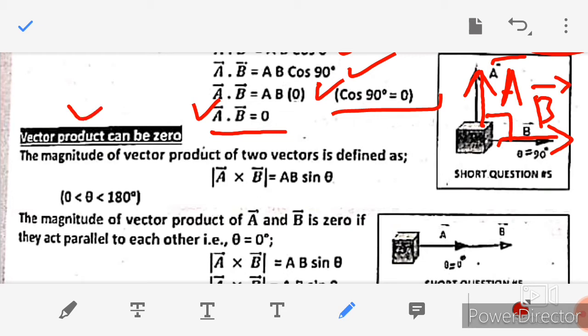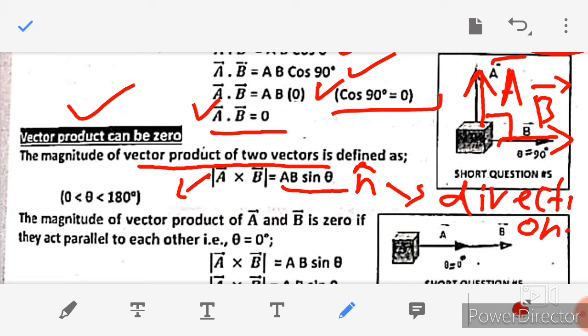Now the vector product can be 0. The magnitude of the vector product of two vectors is A cross B, here modulus is applied because we are using magnitude, is equal to AB sin theta n, where n is a unit vector, but it only shows a direction, so it is up to you to write this or not.